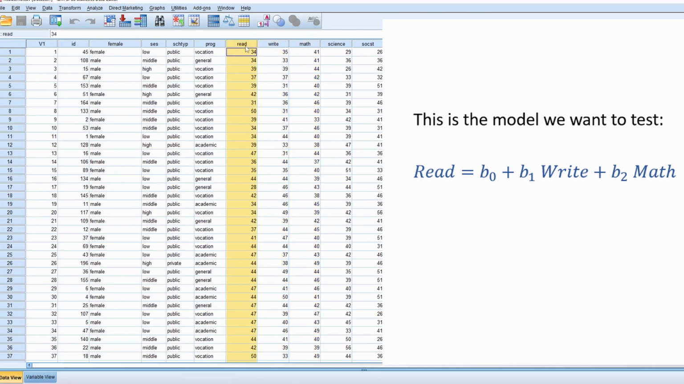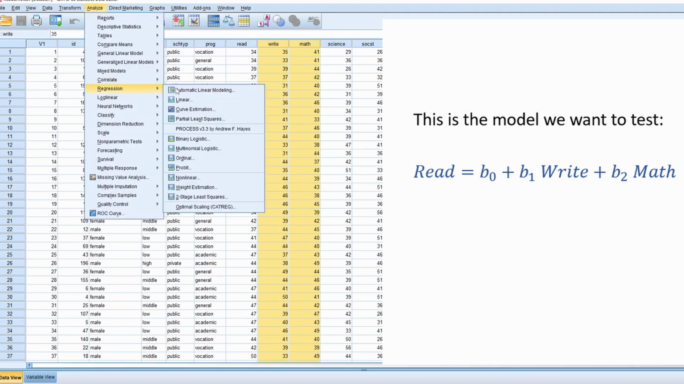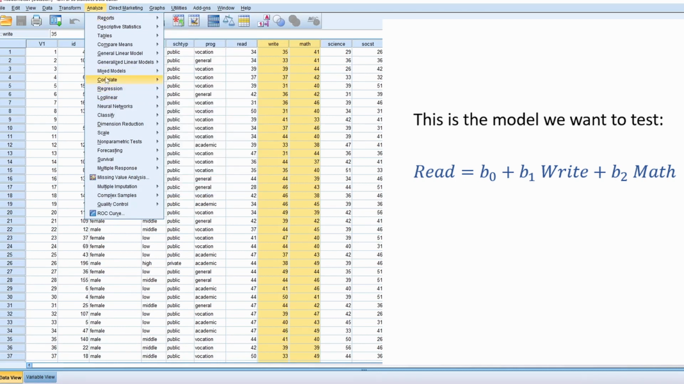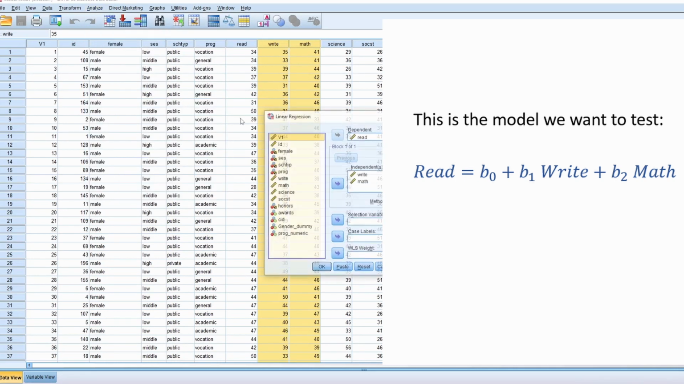So this is the dependent variable. These two are the independent variables. And so this is basically the model we're going to test. And how we're going to test this is that in SPSS, we can click Analyze and click Linear. So Analyze, Regression, Linear.